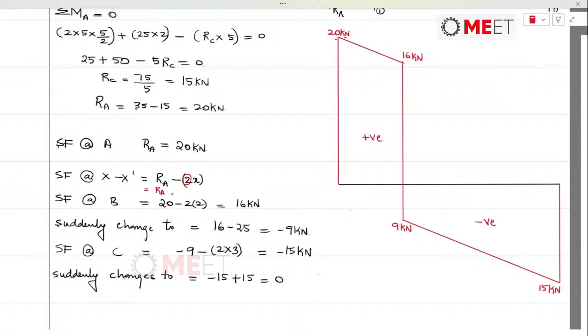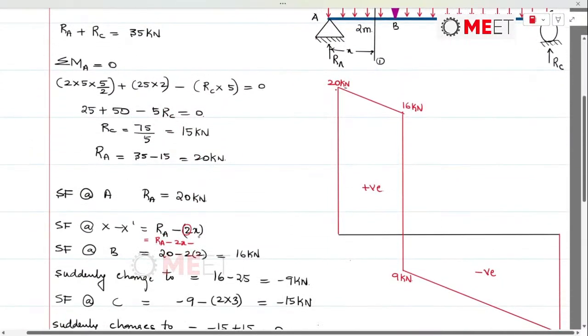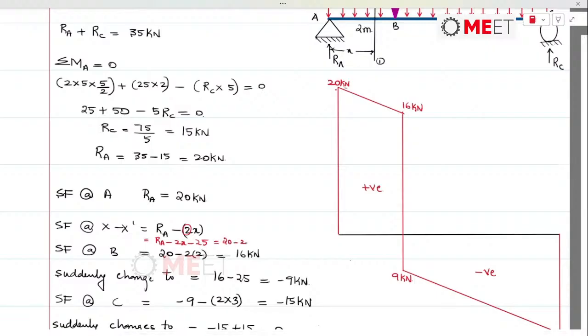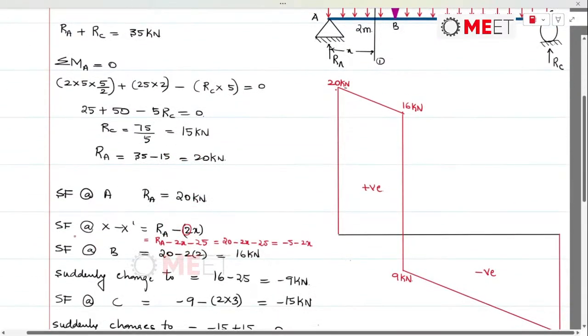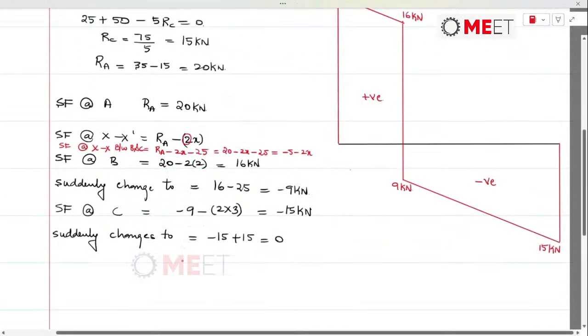That is, RA will be there minus 2 times X, and along with that, the point load of 25 kilonewtons will also be added. So that is 20 minus 2x minus 25, which is basically minus 5 minus 2x. That is the shear force at XX between B and C. So no need to worry about this, even if you are not doing this calculation.